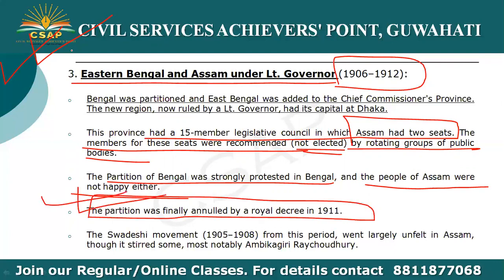So we have covered these aspects in our Indian history classes. Then parallelly, the Swadeshi movement from 1905 to 1908 went largely unfelt in Assam. However, it stirred some personalities in Assam, for example, Ambikagiri Raichoudhury.